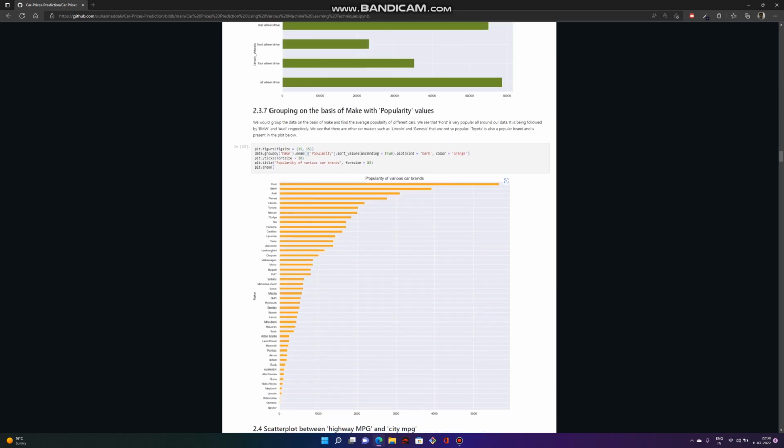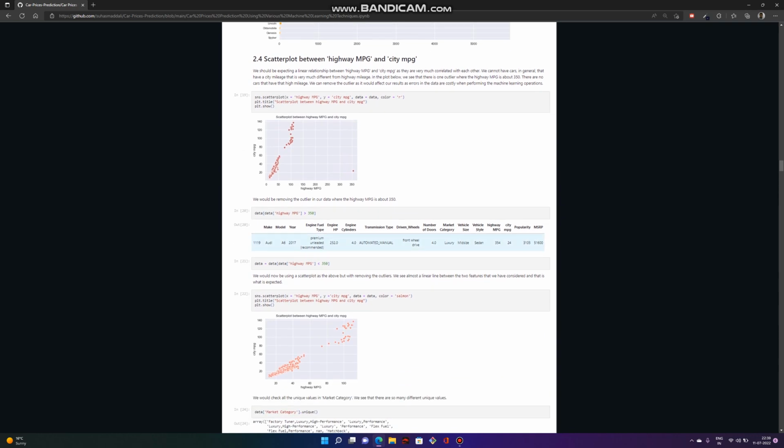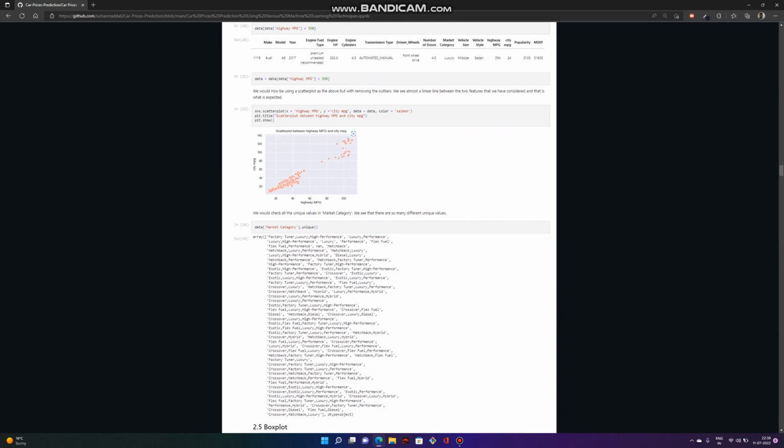When we look at the feature called popularity, which tells us how popular a given car is, we take the average of those popularity values, and we see that Ford is the most popular, followed by BMW, followed by Audi. And this is a scatter plot between highway mileage and city mileage. We see that both are quite similar. Highway mileage is quite similar to city mileage, and that's why we see an almost linear relationship. Similarly, we also see the same here.